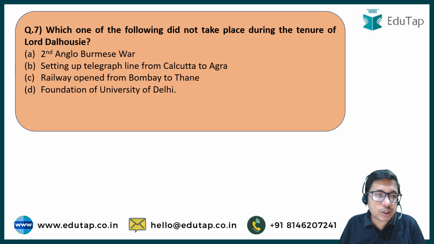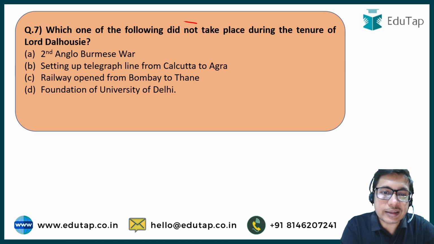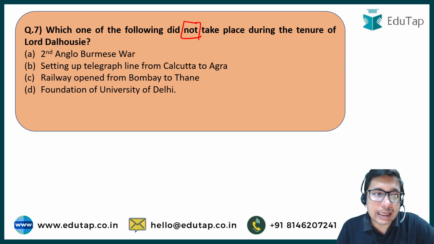And next up is question number 7. Which of the following did not take place during the tenure of Lord Dalhousie? The options are: A, Second Anglo-Burmese War; B, setting up the telegraph line from Calcutta to Agra; C, railways opened from Bombay to Thane; and D, foundation of University of Delhi.